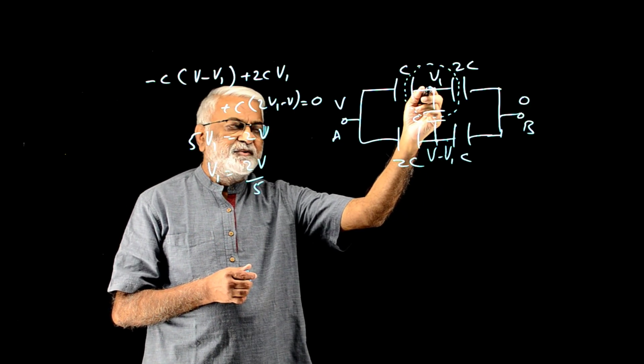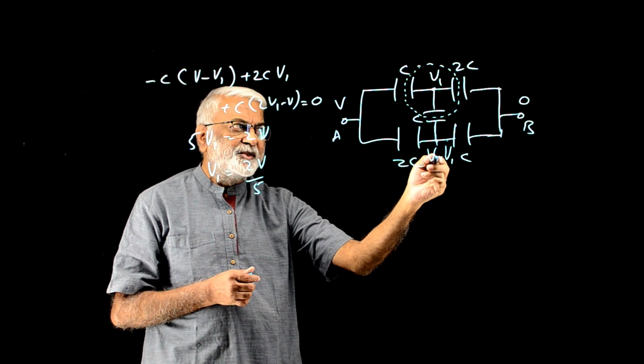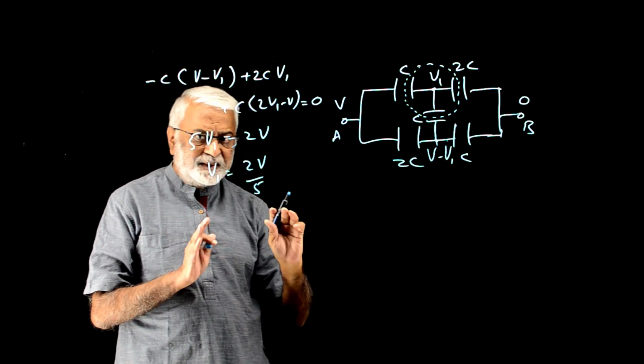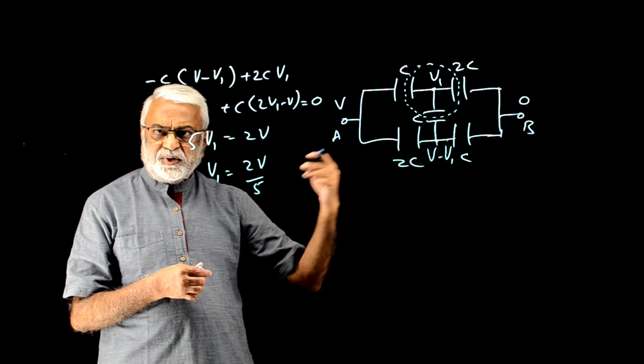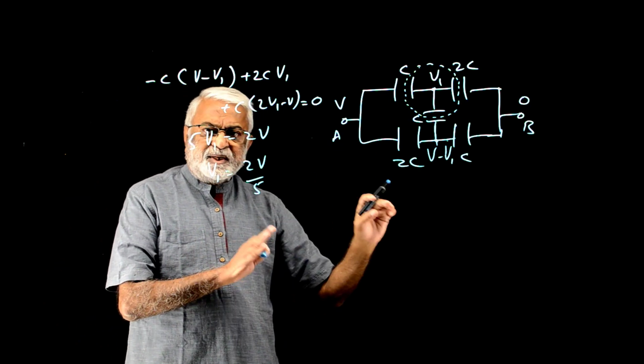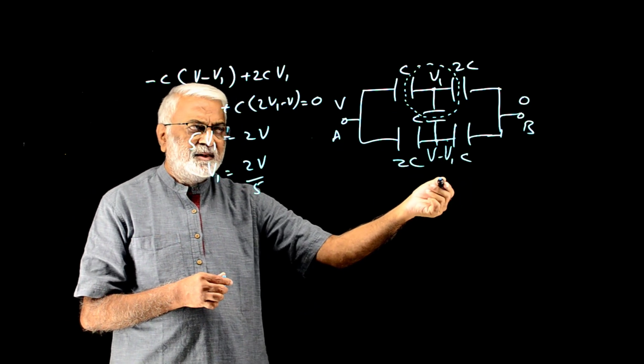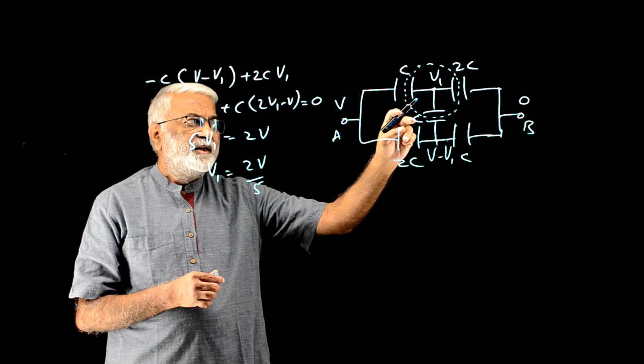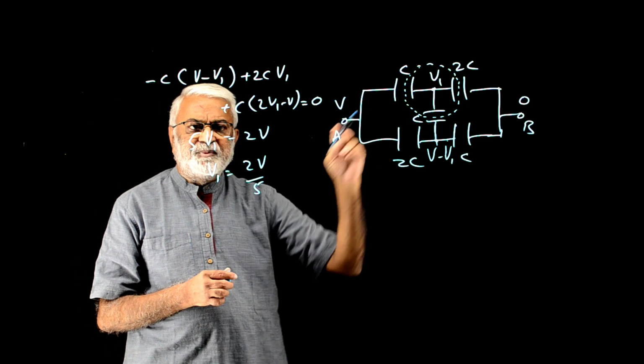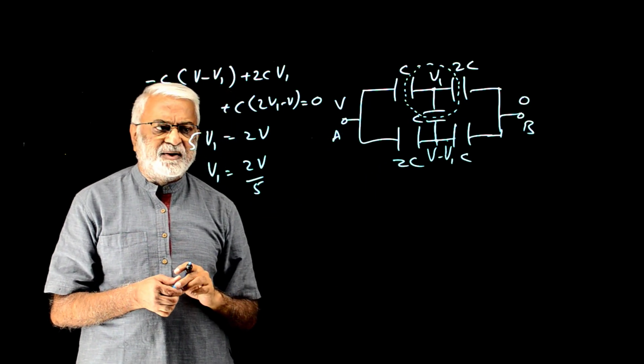This is V1, 2V by 5, this is 3V by 5. This had a higher potential, this plate is positive, but that really doesn't matter. We assumed and we followed this assumption. We assumed that V1 is more than V minus V1 and we assumed the charge here is positive. That doesn't affect your calculation.